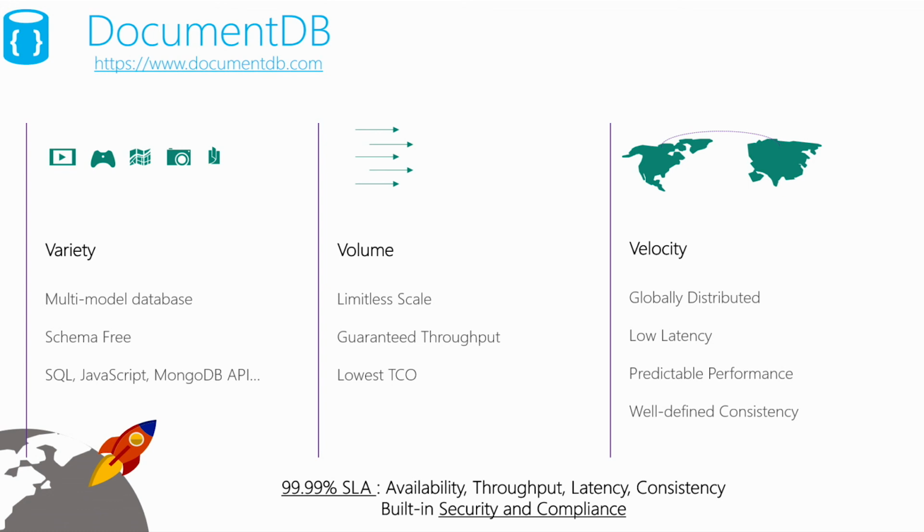All of this is provided by DocumentDB with 4 nines of SLA for availability, throughput, latency, and consistency, along with built-in security and compliance at the Azure level. It's very easy to get started with DocumentDB. At documentdb.com, you can get access to the Azure portal. And in the Azure portal, you can get started with a new DocumentDB database and use one of the included samples to try it out. Even easier is to use the DocumentDB emulator, which is a high-fidelity service emulator that you can download onto your desktop or a laptop and use the included samples and work in your local environment.